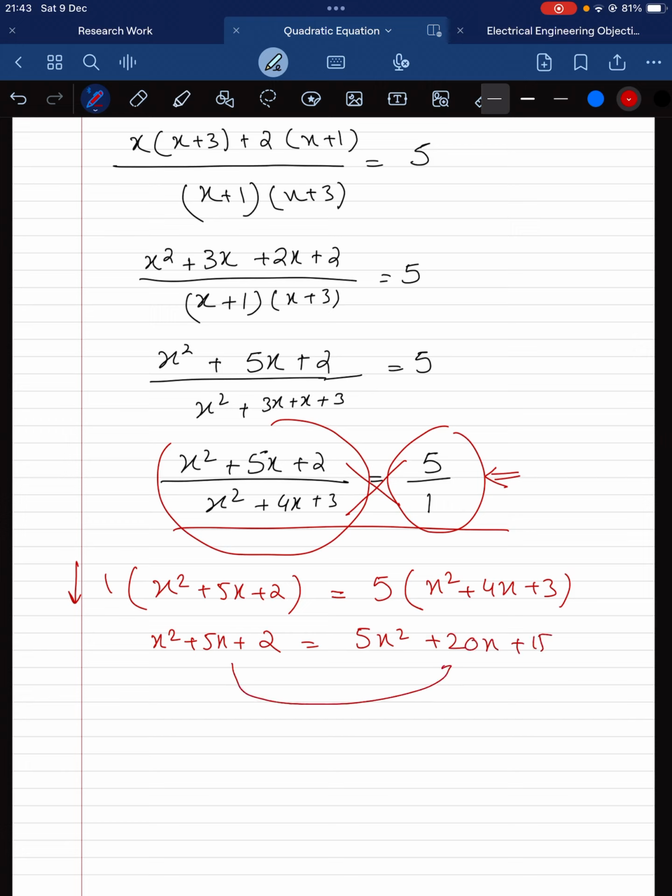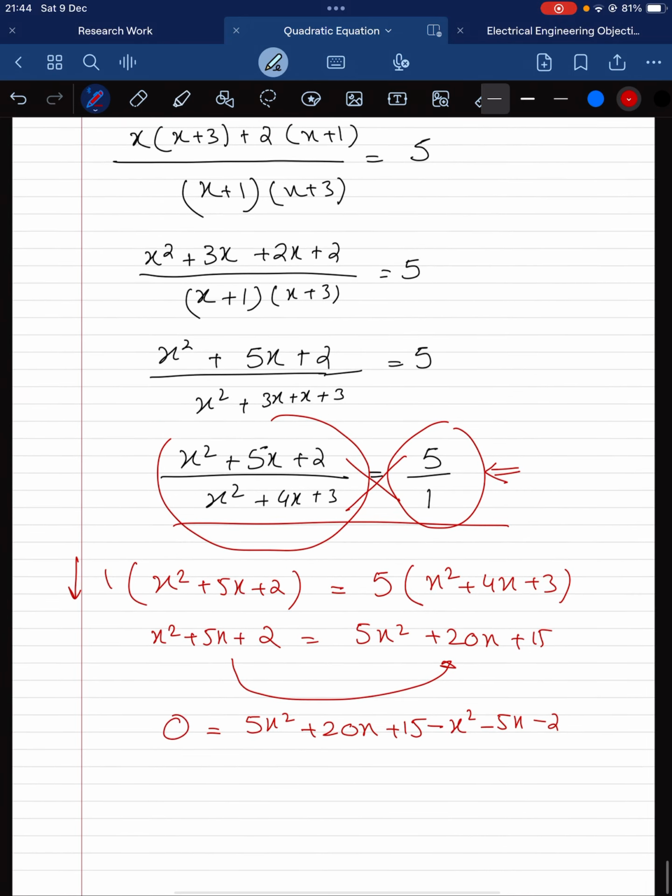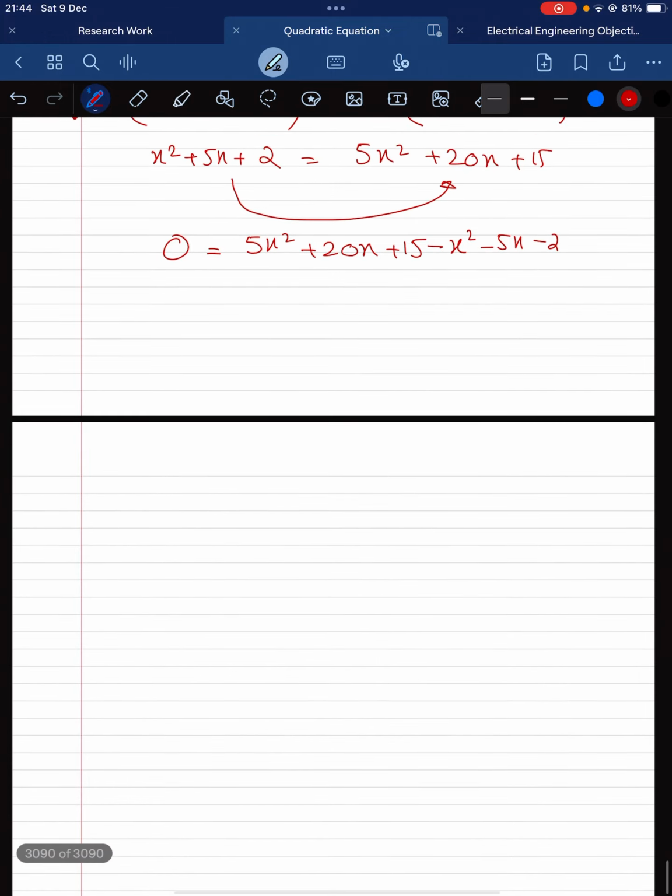Now we need to shift all of the quantities on one side of the equation. So 5x square plus 20x plus 15 minus, all of the quantities will become negative, x square minus 5x minus 2. So now on this side we have 0, and on the other we have 5x square minus x square, it will become 4x square, then 20x minus 5x, it will become 15x, and then plus 15 minus 2, it will become plus 13 is equal to 0.